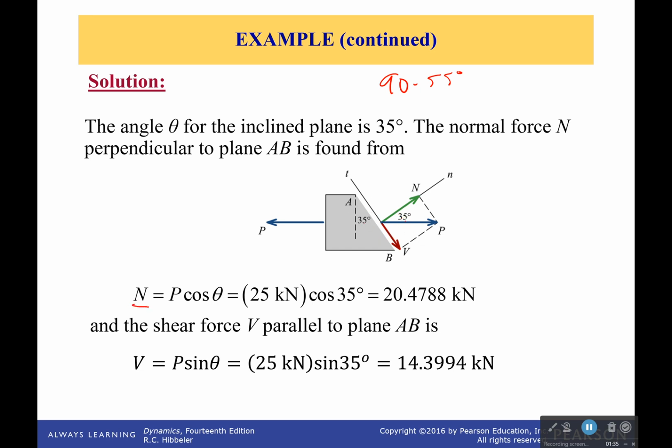We have the normal component, which is P cosine of theta. You see that right here is the adjacent side, so cosine of theta. And that would be 25 kilonewtons cosine 35, which comes out to be here. We also find the parallel component, which we wanted to rewrite. I know this gets confusing when we put it over here. We could have written it over here, so that's V. If you see that's opposite over hypotenuse, so that would be sine of theta. And 25 kilonewtons times sine of 35 is equal to 14.3994.